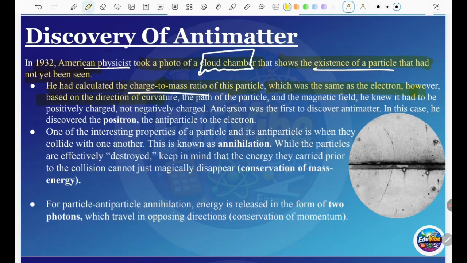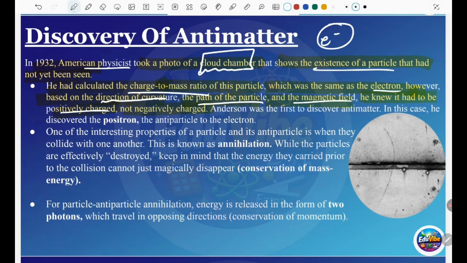However, based on the direction of the curvature of the path of the particle and the magnetic field, he knew it had to be positively charged, not negatively charged. So they got the direction of the curvature, the path of the particle, and the magnetic field, and after that they said it had to be positively charged. But if it has the same charge to mass ratio as the electron, you would expect a negative charge. Instead they got a positive charge. Then he was the first to discover antimatter.